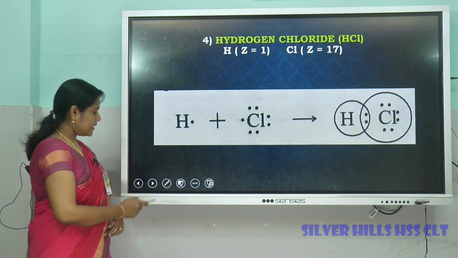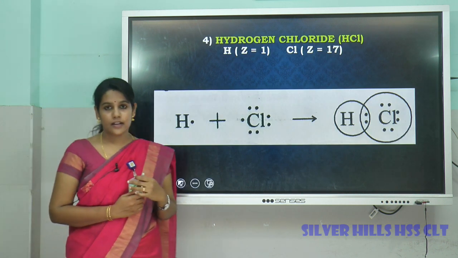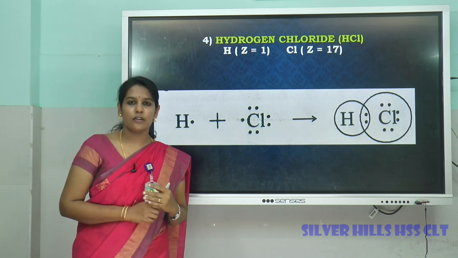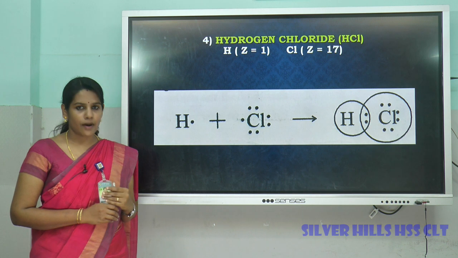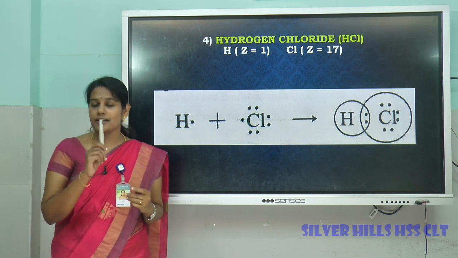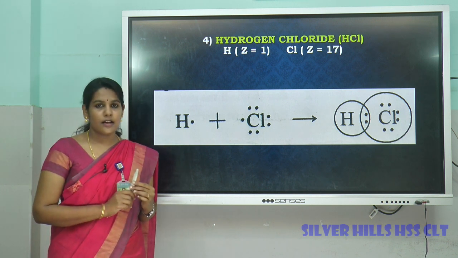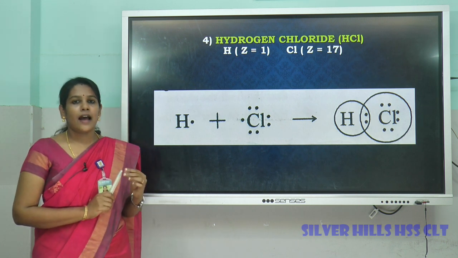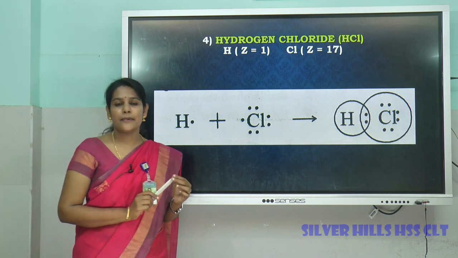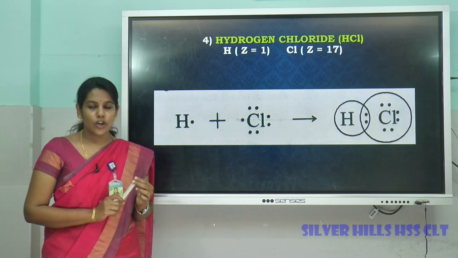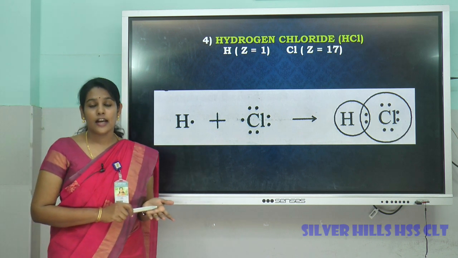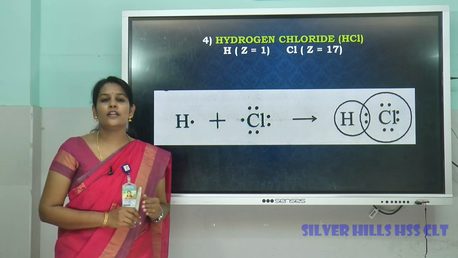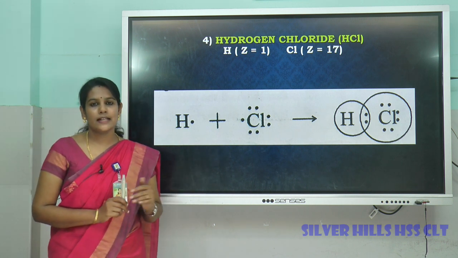Next we have hydrogen chloride. This is a covalent bond formed between 2 different atoms, hydrogen and chlorine. For hydrogen, the atomic number is 1 and it has only a single shell, and that particular electron is present in that single shell. The maximum number of electrons that can be accommodated in the first shell is 2. So in the case of hydrogen, instead of the octet configuration, it satisfies the duplet. That is, 2 electrons are enough for hydrogen to get stability.